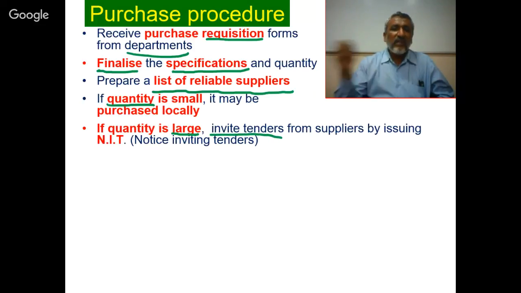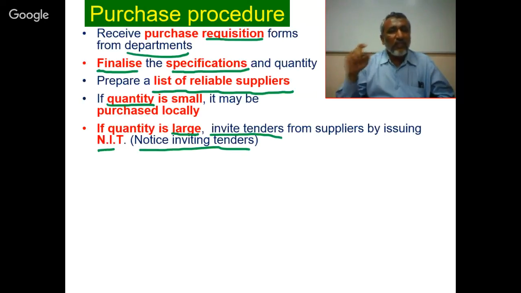That is, the company writes to the suppliers. So that is what is known as a notice inviting tender, NIT, about the quantity required and also the specification of the material. So this notice inviting tender is given to the suppliers. Now what the supplier does is, he will quote his price as per the quantity and as per the specification of the product. He will give the tender to the company.